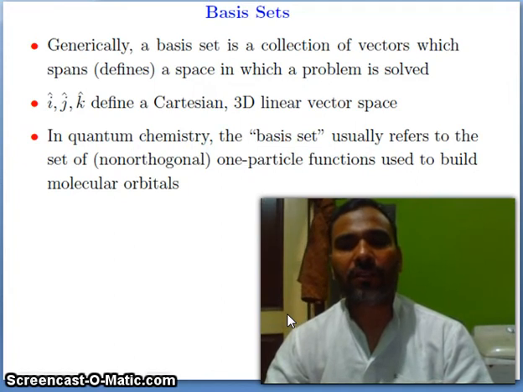Today in this video, I am going to explain about basis sets. So I will start with one couplet.